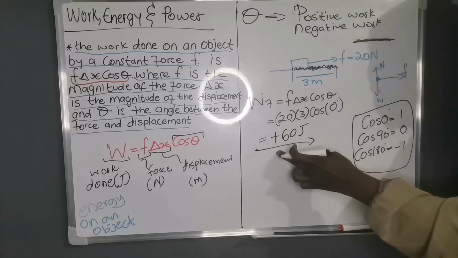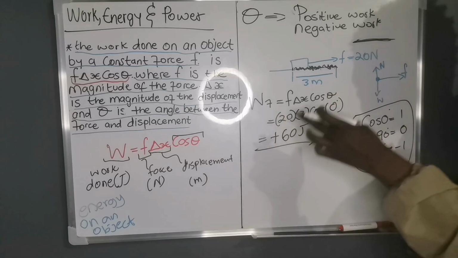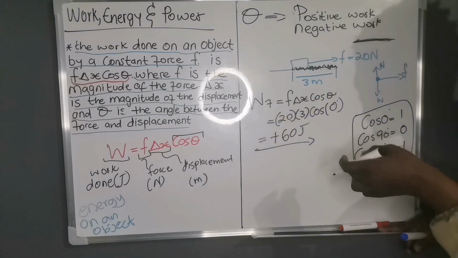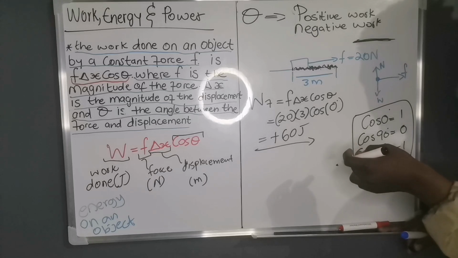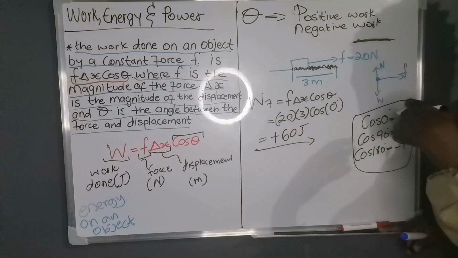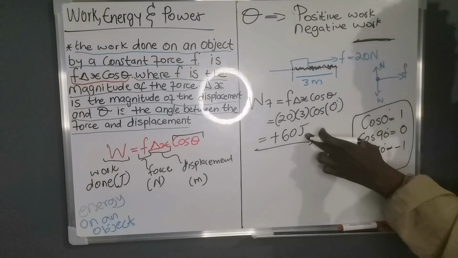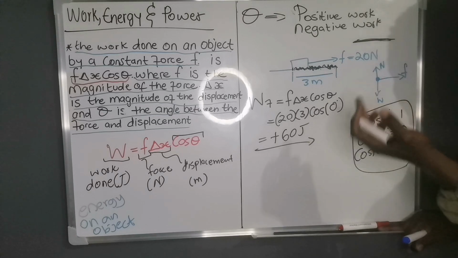So this positive work does not mean direction. It means that our energy is increasing. Remember, energy is a scalar quantity. So this positive sign does not mean that the direction is increasing. It talks about energy that increases, hence the joules. And I hope you understand, guys.